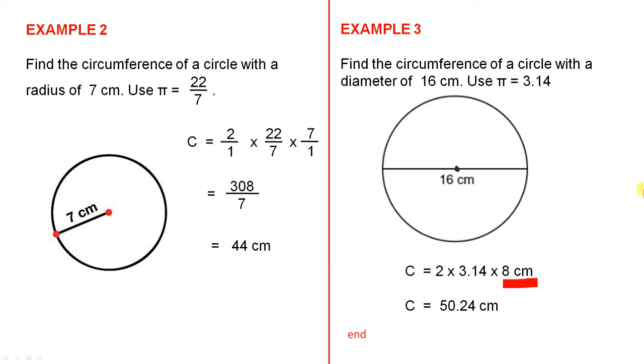So this video has introduced us to the formula which helps us find the perimeter of a circle. We note that the diameter of a circle is twice the radius, and the values we've given for pi are good approximations.